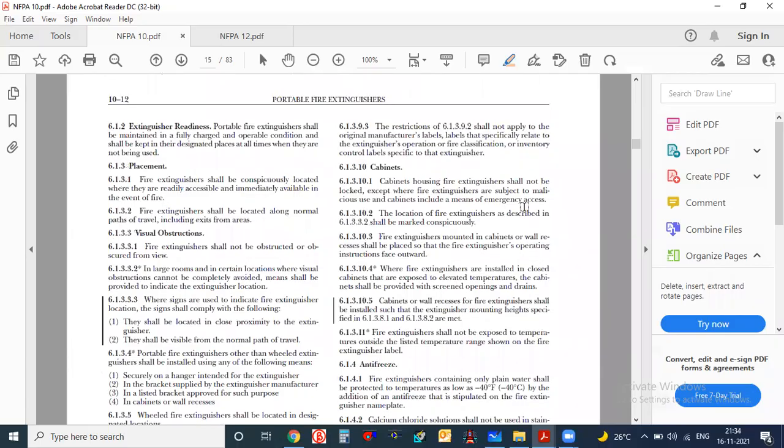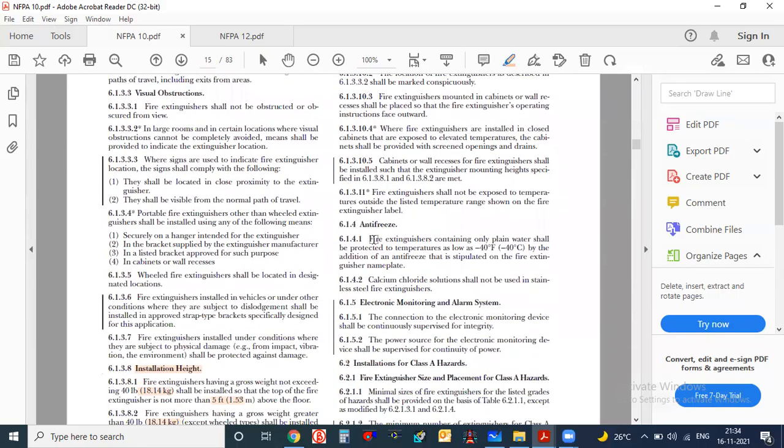Cabinets housing fire extinguishers shall not be locked except where the fire extinguisher is subject to tampering. If you are using any cabinets, like I think you have seen in most cases a fire hose cabinet, they use this one also for fire extinguishers. So I think it is talking about that particular type. And about antifreeze, you don't have to use this chemical, calcium chloride solution.